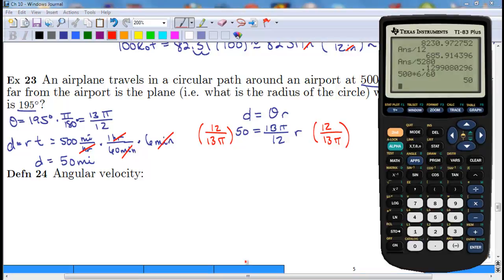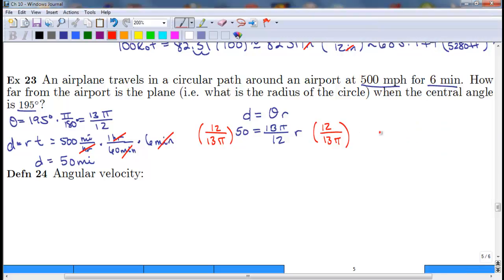So we end up with 50 times 12 divided by, and we're very careful here to put parentheses around the denominator, because we need to make sure that they are both in the denominator, not just one of them. And then we can hit enter and we end up with approximately 14.7 miles. So that is the distance between the actual airport and the plane, but it's traveling outside on this circle.